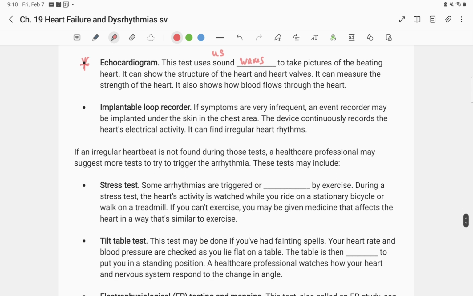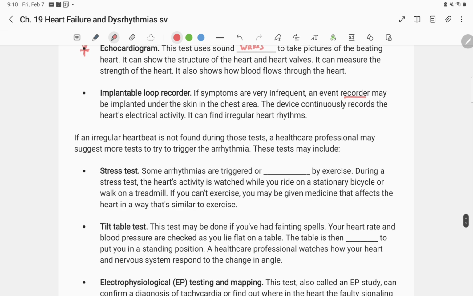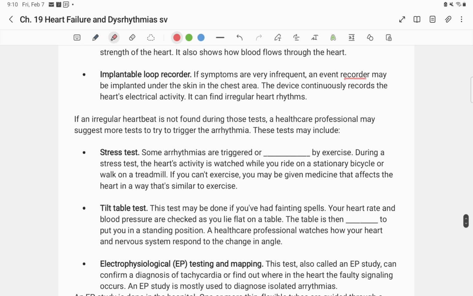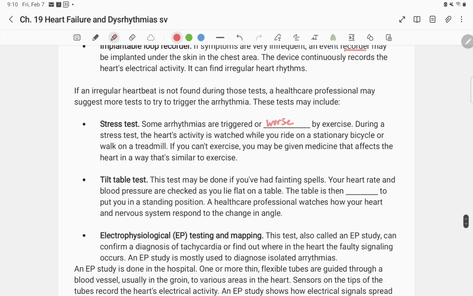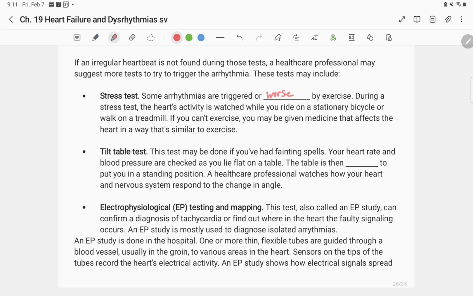Implantable loop recorder. So this records and monitors electrical activity of the heart to find irregular heart rhythms. A stress test. Some arrhythmias are triggered or worse by exercise. So you'll be hooked up to the EKG leads. They'll put you on a treadmill or a Stairmaster type thing. So they're going to exercise you, get the heart rate up.